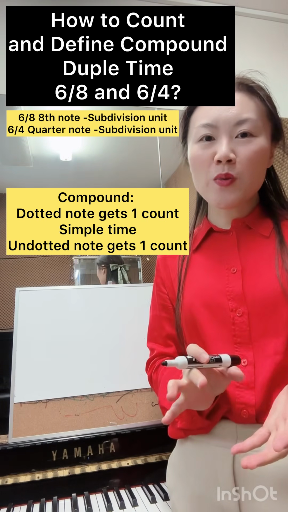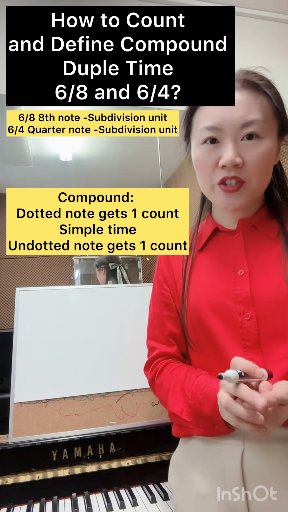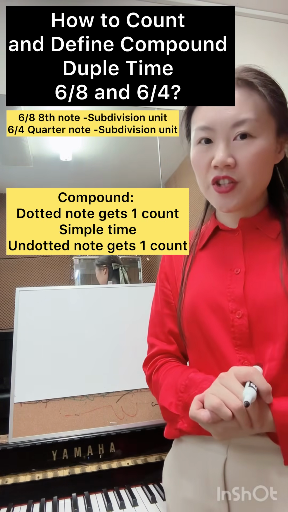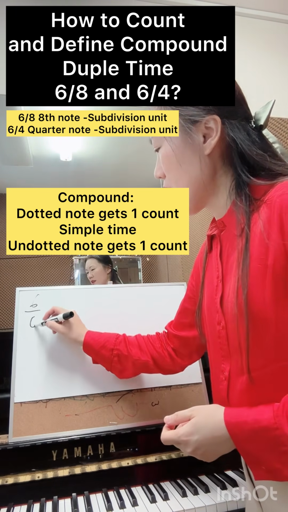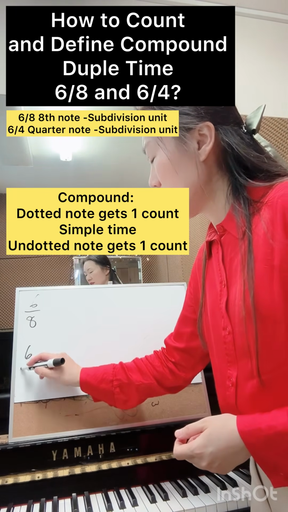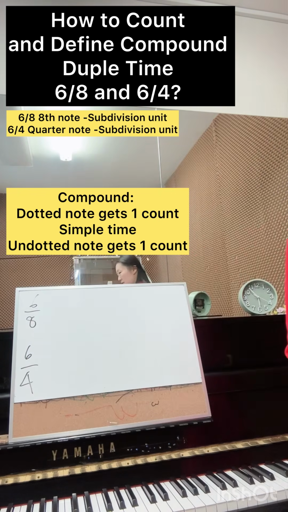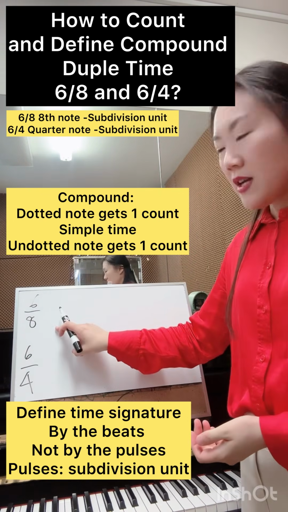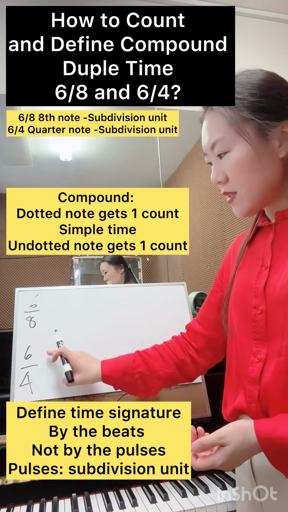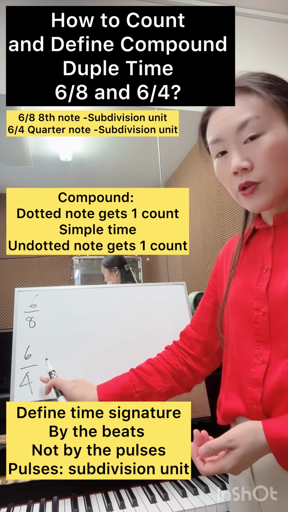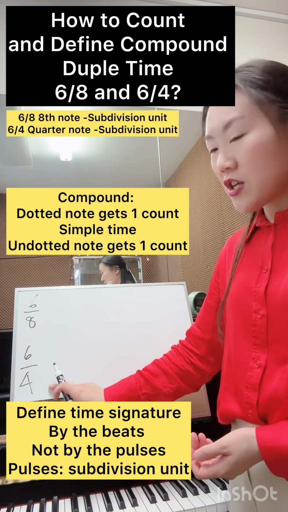Today I'd like to talk about compound duple time signatures. There are two time signatures that are compound duple, which are 6/8 and 6/4. In 6/8, the eighth note is the subdivision unit. In 6/4, the quarter note, the crotchet, is the subdivision unit.